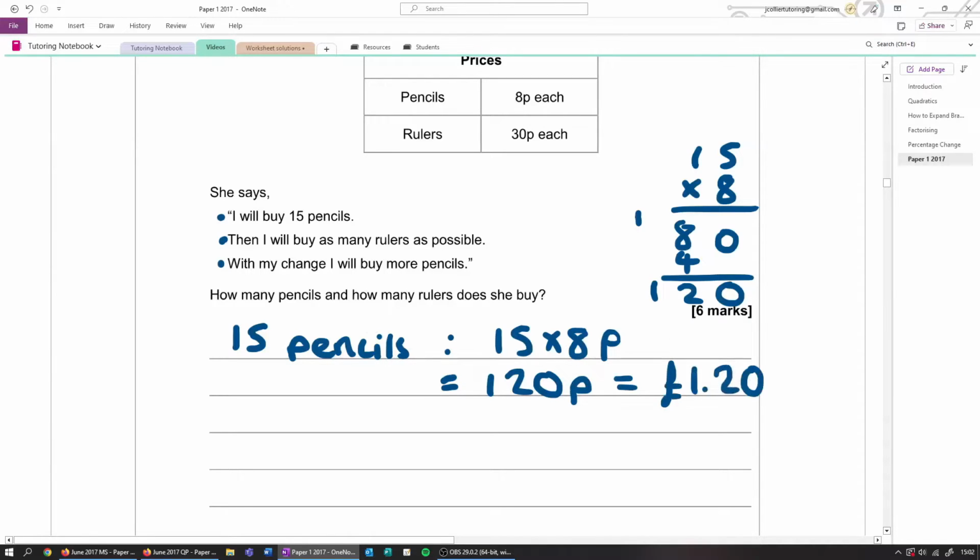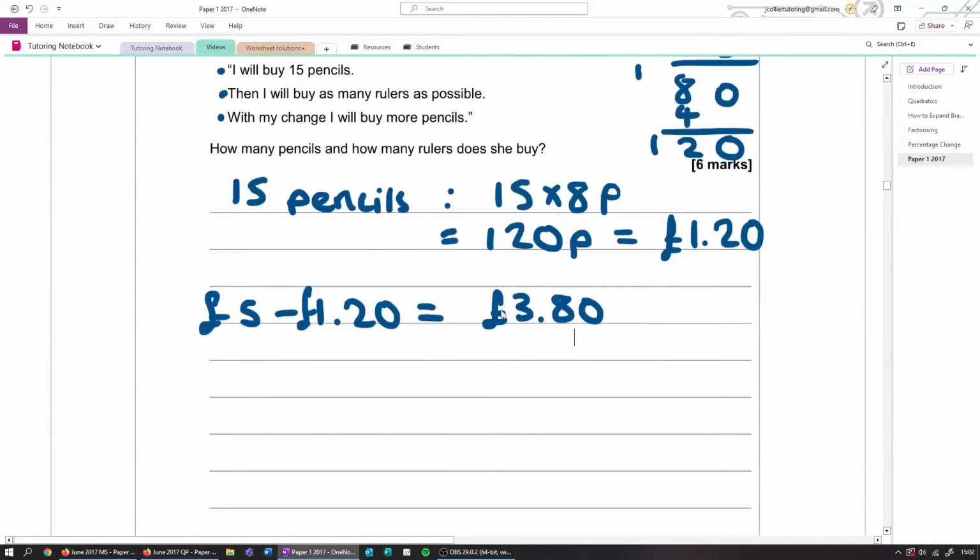Okay, so she started off with £5. She just spent £1.20 on these pencils, so how much is she going to have left? She will have £3.80, because that is 5 minus 1 to go to 4, minus the 20p to go to £3.80. So how many rulers can we buy with £3.80?